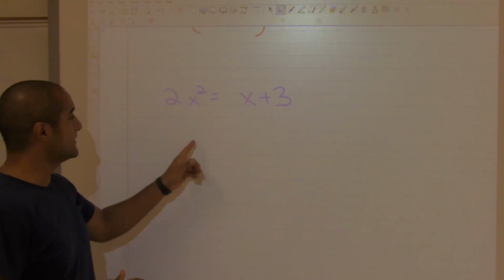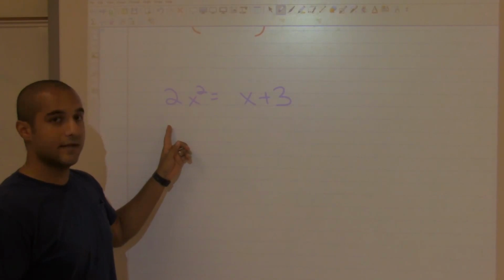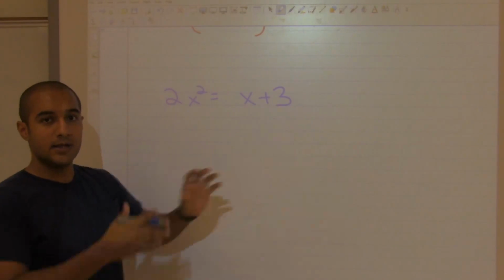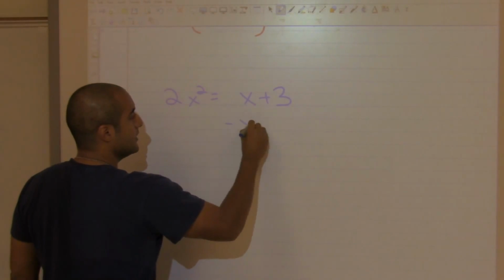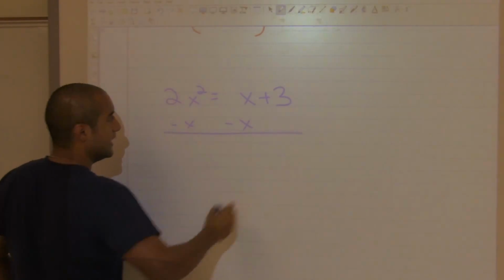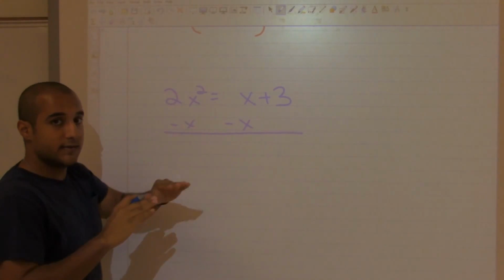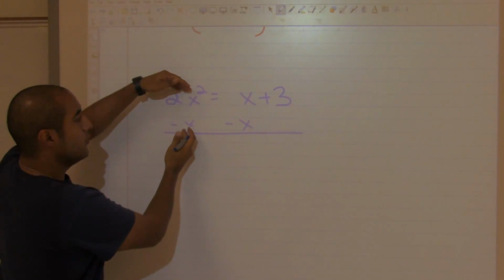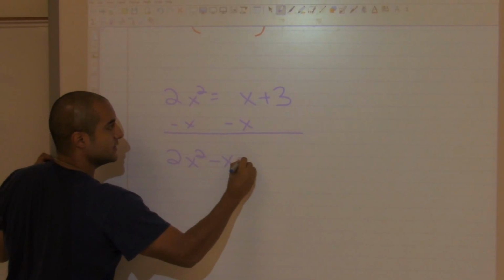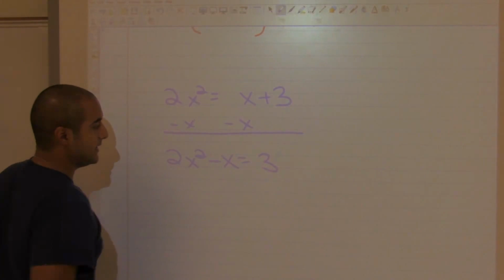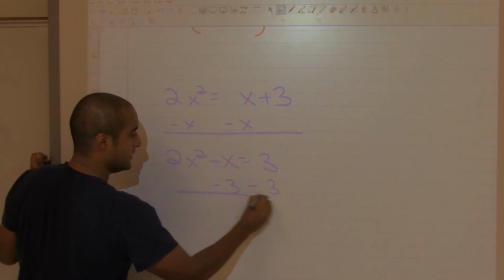Alright, what if they give you something like this? Guess what? Doesn't matter. You're going to move everything to the left side so that it's equal to 0. And then we can factor just like we did before. So here I'm going to move that x over. Minus x, minus x. Now notice that I can't combine these two terms. This is an x squared and that's an x. They're not the same, so they're not like terms. All I'm going to do is write them next to each other. So I have 2x squared minus x equals 3. I didn't touch my 3, so I brought it down. Move that 3 over. Minus 3, minus 3.